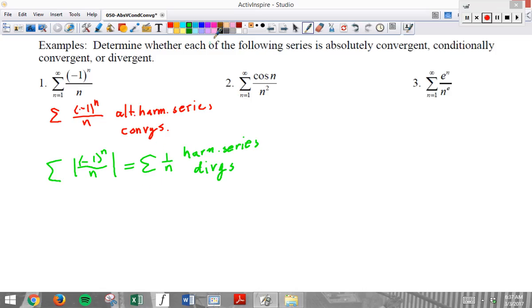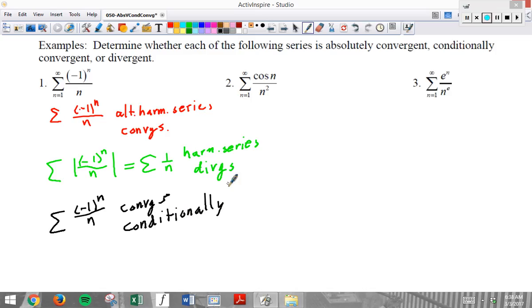So you say the original series converges conditionally. I anticipate questions in class today. How could they test us on this, really?